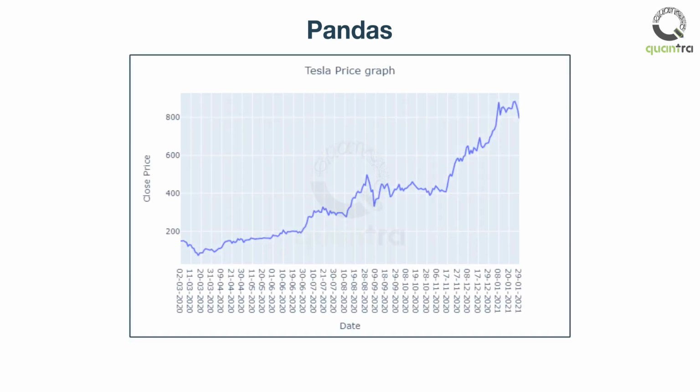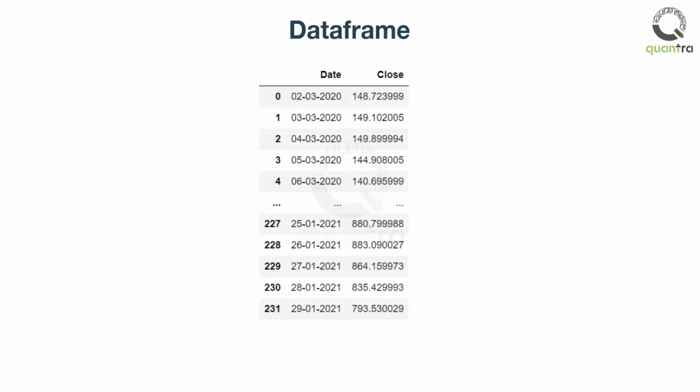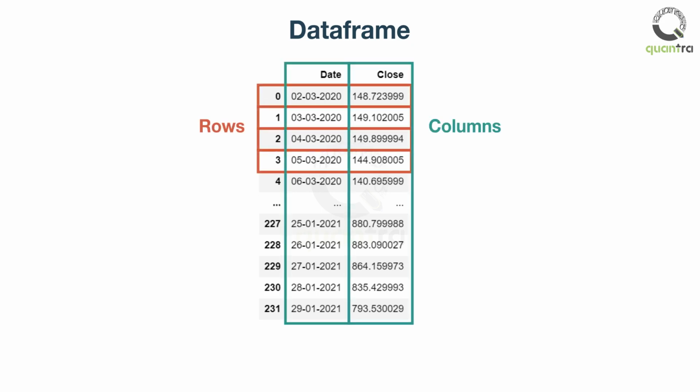Typically, in trading, you are working with a huge set of data such as close price of a stock. Pandas Dataframe helps you to store such data. You can think of Dataframe as Excel spreadsheets. The data is stored in a tabular format consisting of rows and columns.